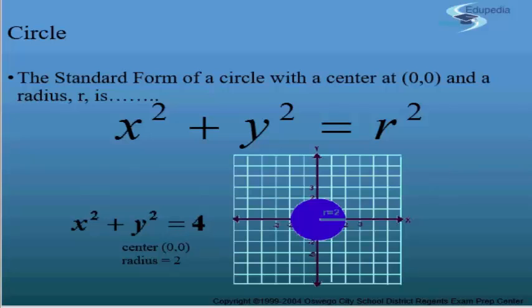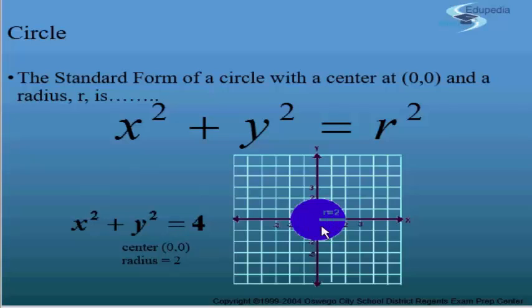Here r is the distance of the circle from the origin. If this is the origin over here, this length would be 2, and this length over here would be 2 as well. We know what the radius is, so r over here would be 2. That will be the radius.